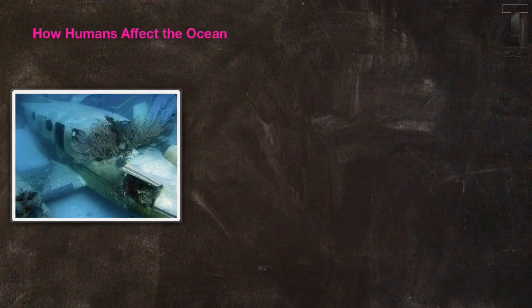Humans also play a big role in our ecosystems, and in this video we are specifically going to talk about how humans affect the ocean. What you see in this picture is an airplane at the bottom of the ocean. And this is actually a positive effect because this plane is serving as an artificial reef.